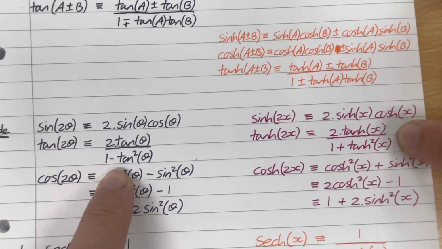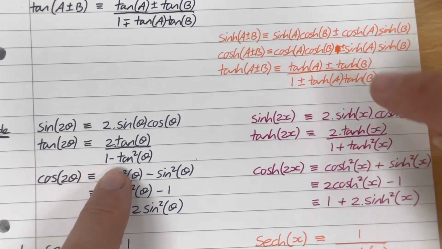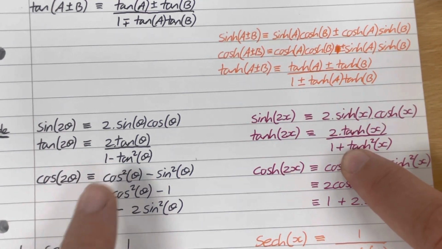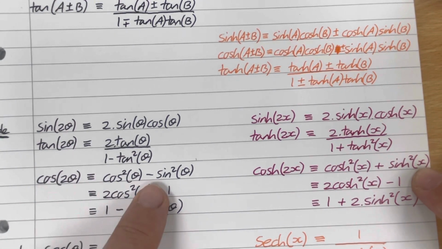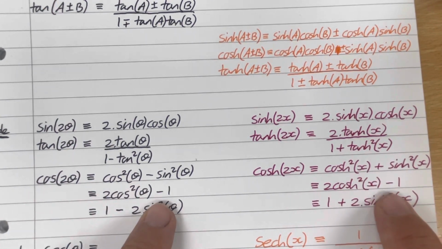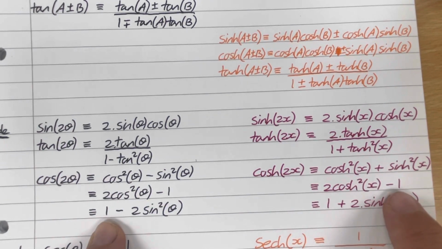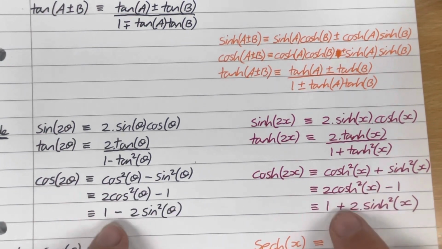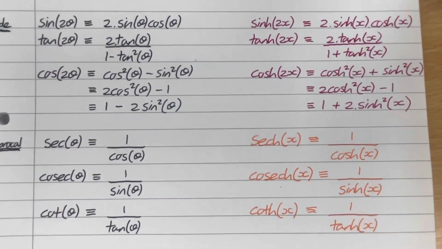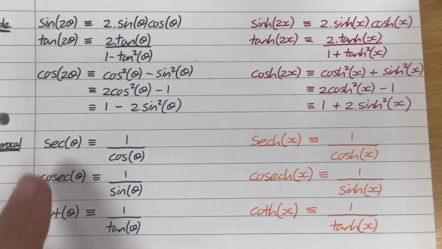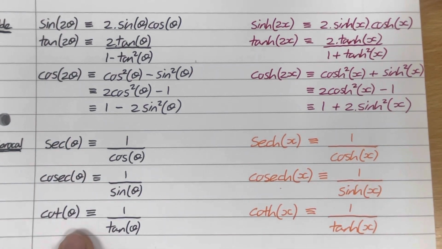Double angles, again, very similar, except we've got a change of sign here in the tan one. So go from tan to tanh. We've got a negative to positive on the denominator, and then the cos has changed sign here, here, and here as well. Oh no, that's not changed sign. Here and here, those two have changed sign. And then the three reciprocal definitions are the same. Okay, that's how they're defined as functions.